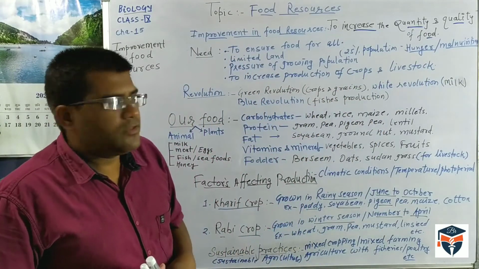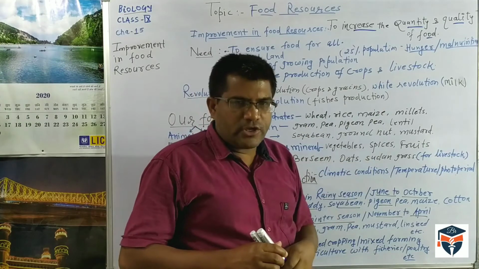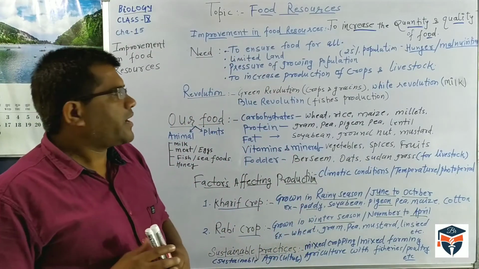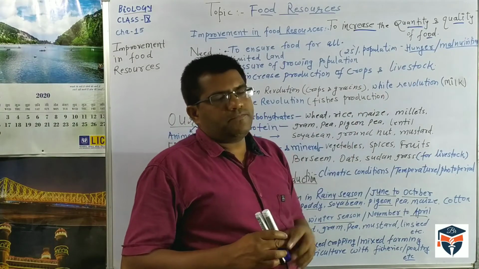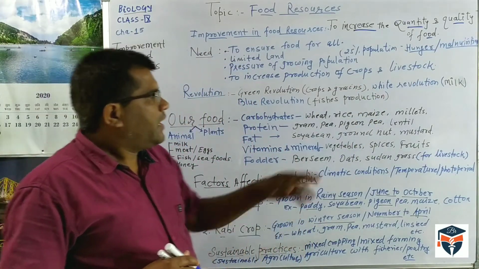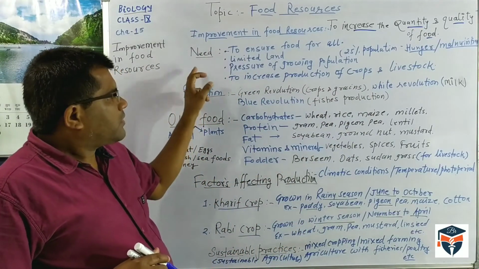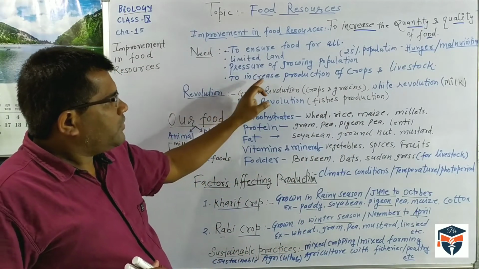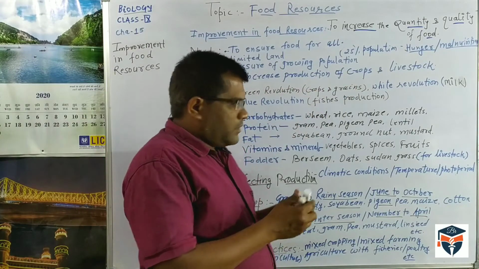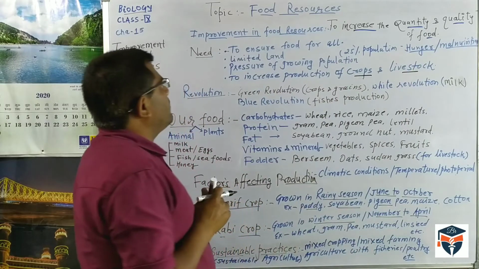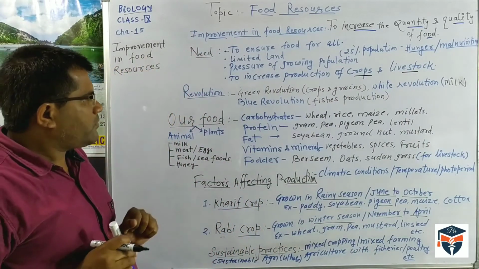Livestock means the animals which are domesticated. It may be cow, buffalo, goat, or camel, kept for different purposes, and that is called livestock. So improvement is required because we have to increase the production of crop and livestock. That's why improvement in food resources is required.